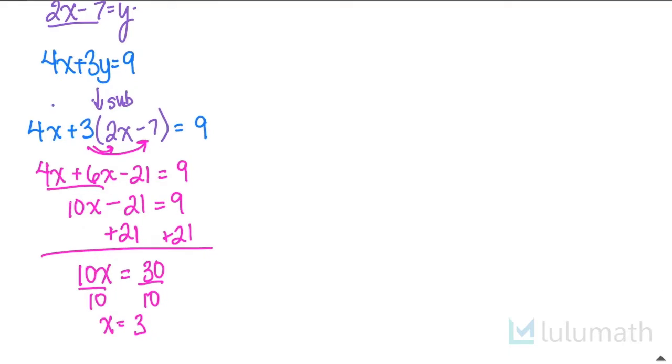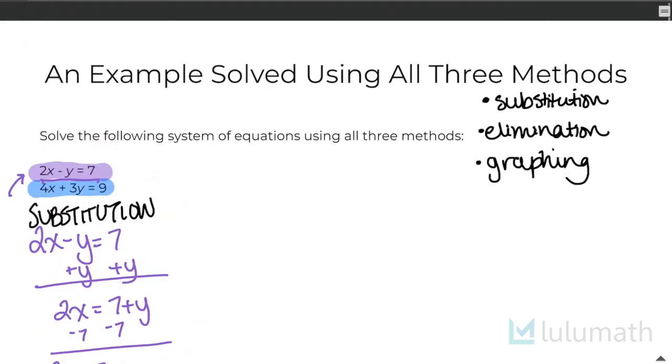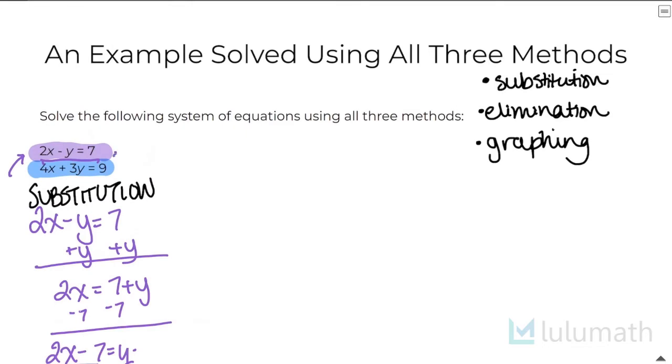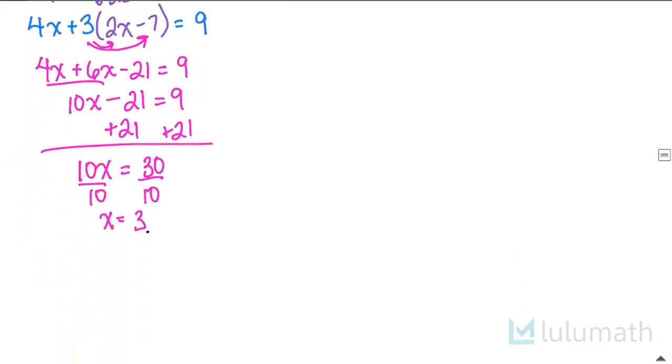Well, now that I know what x is, I can take any equation I'd like and replace this 3 in for the x. So I will take my purple equation that we started off with here, this 2x minus y equals 7, and I'm going to replace the x right here with this 3, okay? So this is going to say 2 times 3 minus y, excuse me, equals 7. So now I can go ahead and just solve.